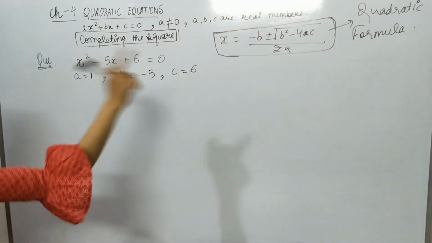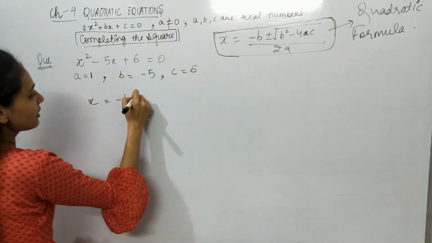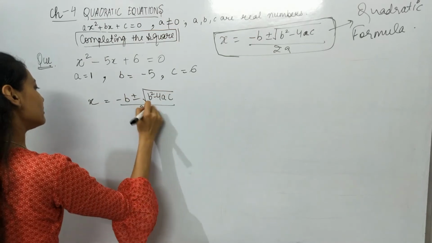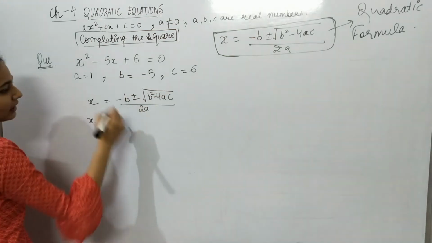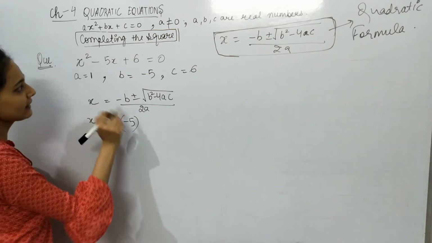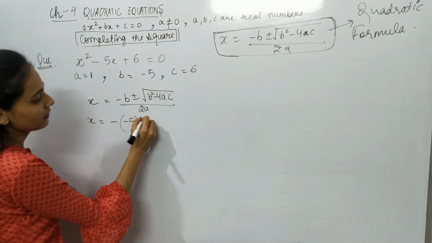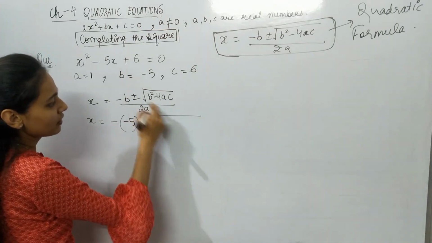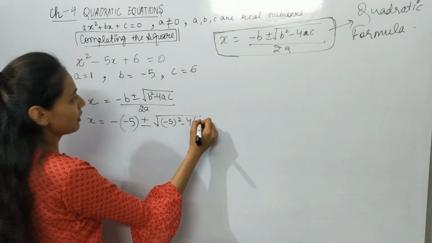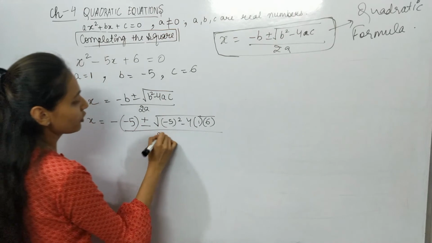Okay. Now using that quadratic formula, you get x is equal to minus b plus minus under root b square minus 4ac upon 2a. This is your formula. So minus 5. One negative is with your formula and the second negative is with b. So minus of minus 5 plus minus under root minus 5 square minus 4. What is your a here? 1. What is your c here? 6 upon 2. What is your a here?